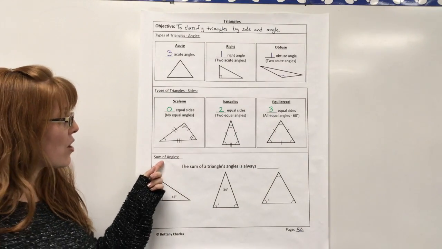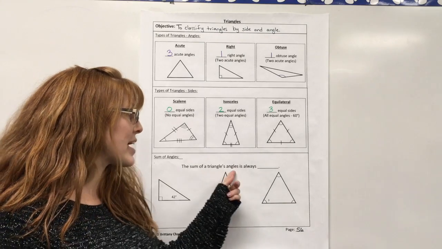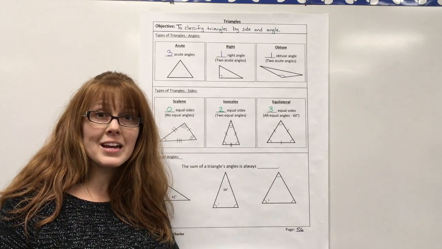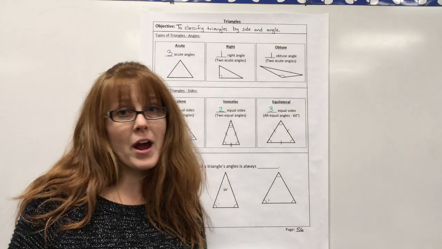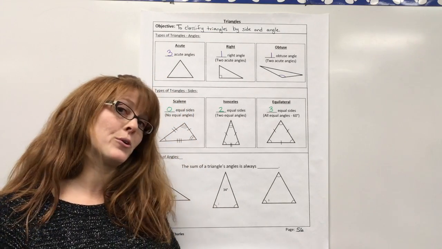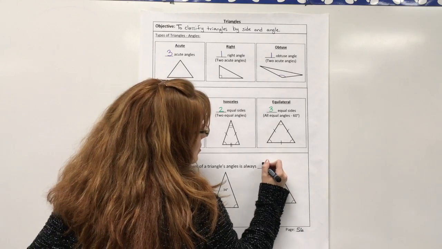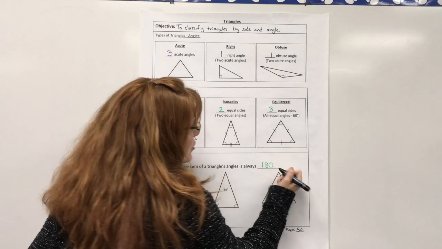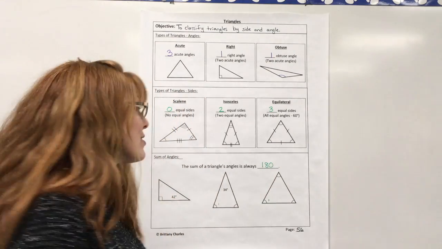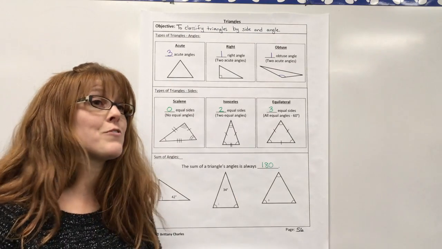Okay, now the last part of this is the sum of a triangle's angles. Now triangles are neat in that no matter what type of triangle I have, the angles are always going to add up to the same total or the same sum. And that sum is 180 degrees.